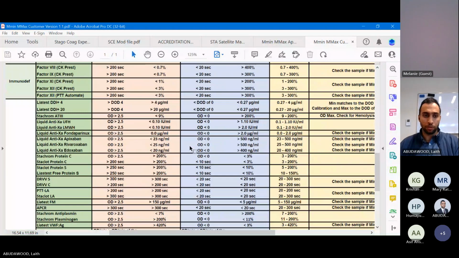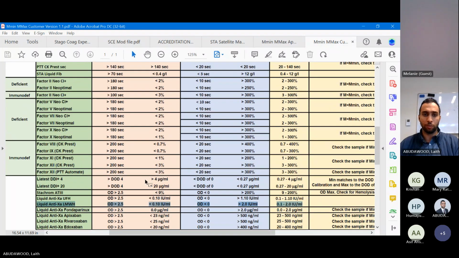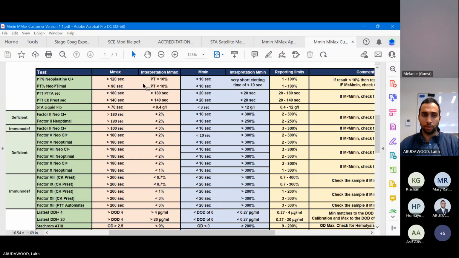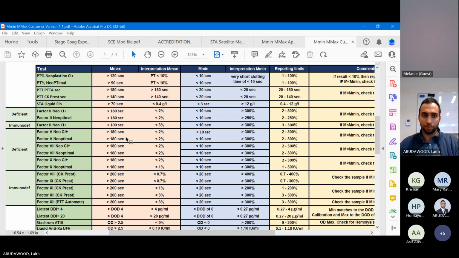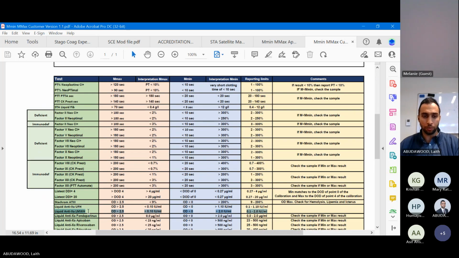Okay, back to this. So again, we were talking about liquid antithrombin A, low molecular weight heparin. The customer asks you, how do I interpret my MMin and MMax? So the red or the pink is MMax. The blue is MMin.